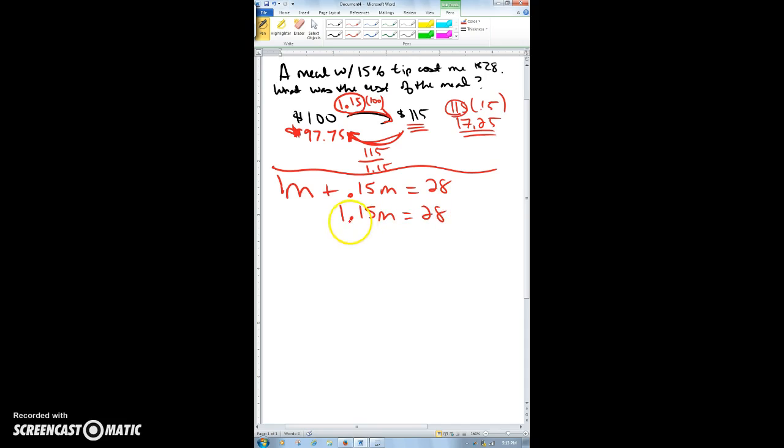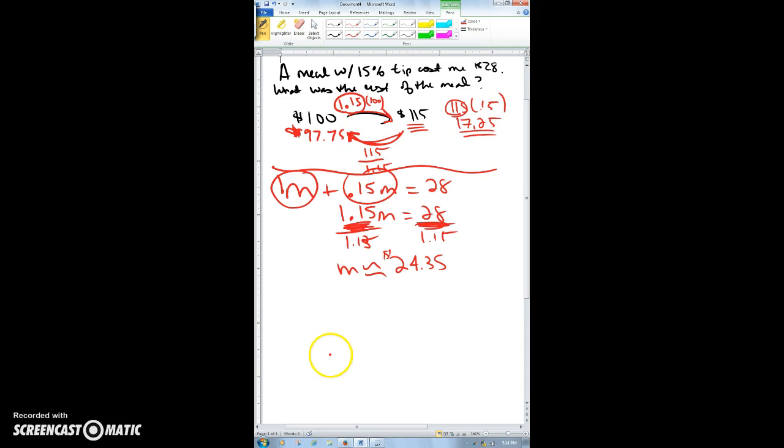So again, in reality, when you do this problem, if you have a tip, you're really multiplying by 115%. That's the result of combining this with this, is in reality, this is the math you're really doing. So if you know the answer and you want to go backwards, you have to undo that multiplication. And so to undo multiplication, you would divide. All right, and so the meal is 28 divided by 1.15, which is approximately $24.35.